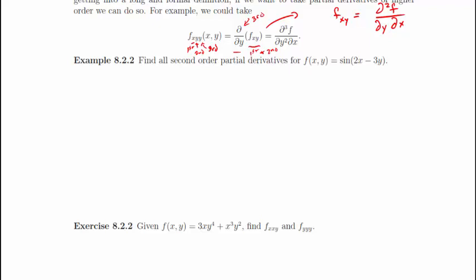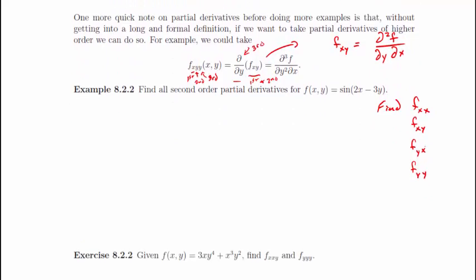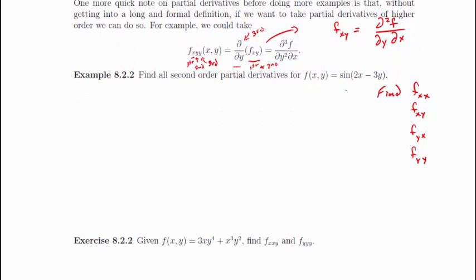So, example 8.2.2, find all second-order partial derivatives for f of x comma y equals sine of 2x minus 3y. So, we want to find f sub xx, f sub xy, f sub yx, and f sub yy. And we're going to make use of this theorem that as long as we are differentiable on a disk, then these two, f sub xy and f sub yx, should be equal, so we can find them both at the same time.